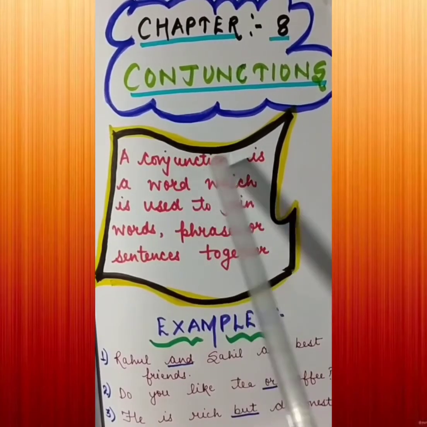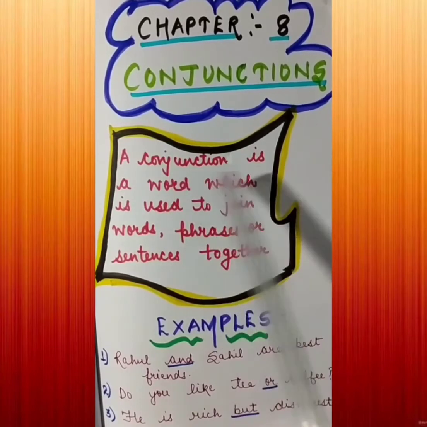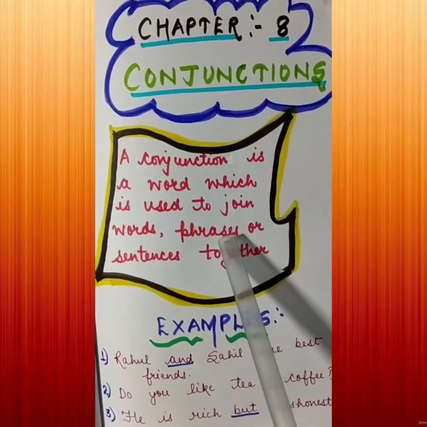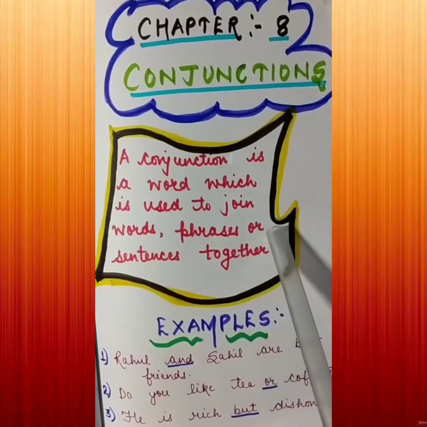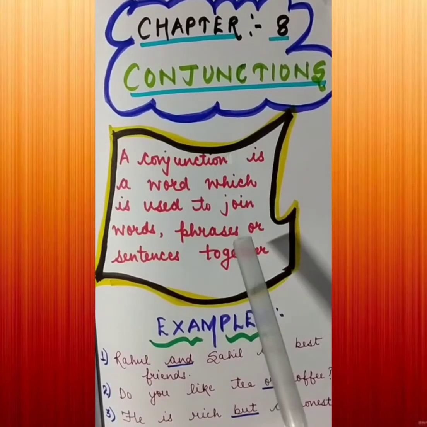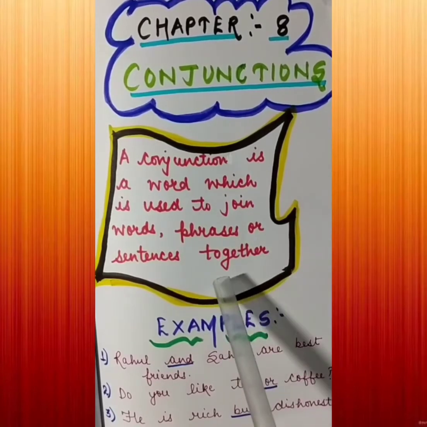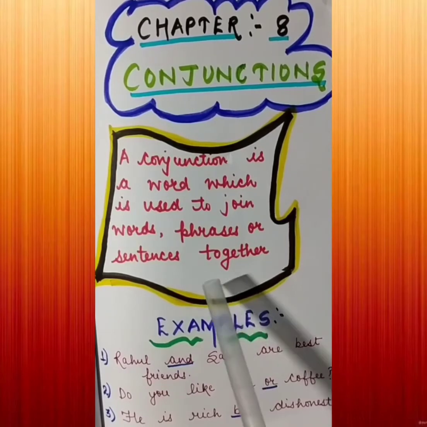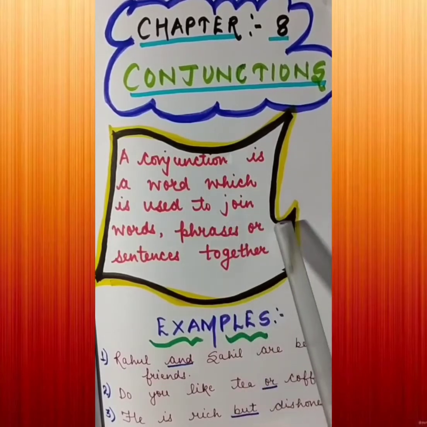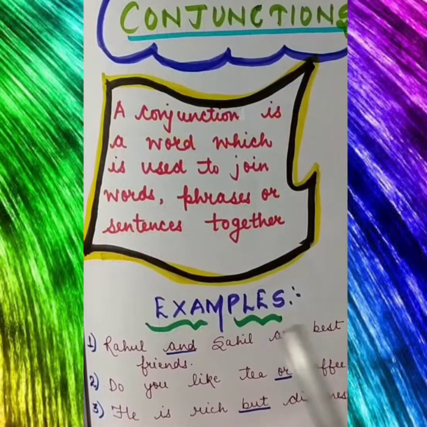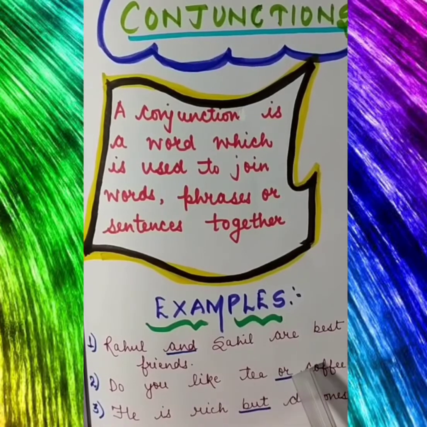A conjunction is a word which is used to join words, phrases. What are phrases? Short sentences or sentences together. And in simple words you can say conjunctions are like glue that connect or hold words, phrases or sentences. These are the examples of conjunctions. Now you can understand through these examples.